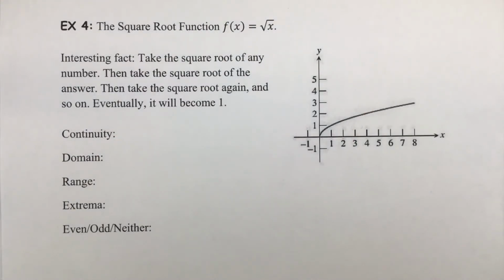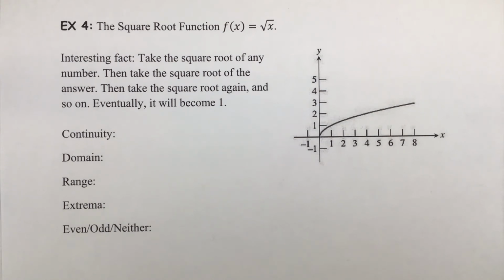All right, for our fourth function, we're going to be looking at the square root function. f of x is equal to the square root of x. You're going to notice that I didn't continue along the trend of the other ones. We did not look at f of x is equal to x to the fourth power. But just as a note, f of x to the fourth power will be an even function. f of x to the fifth power will be an odd function, and so on.